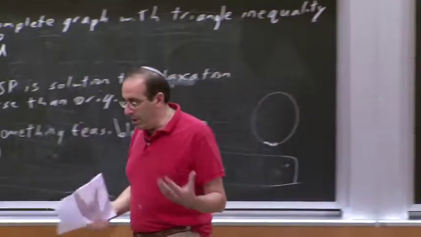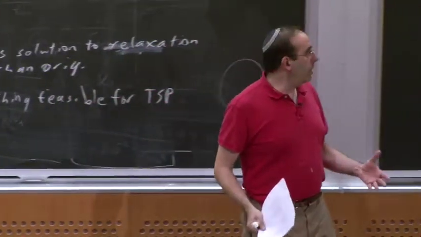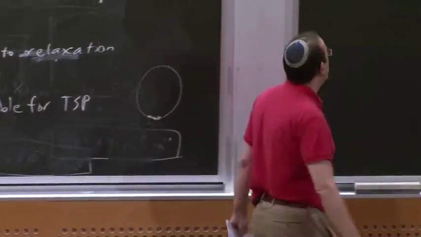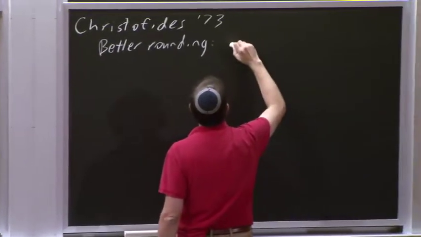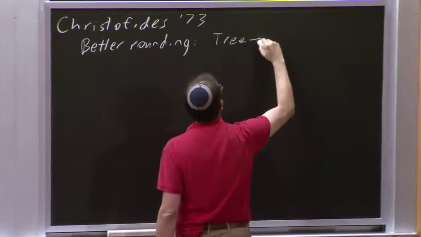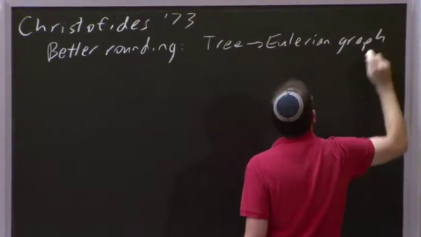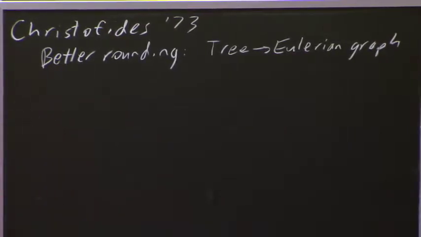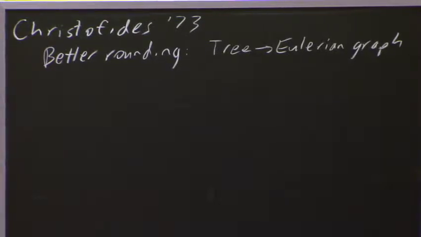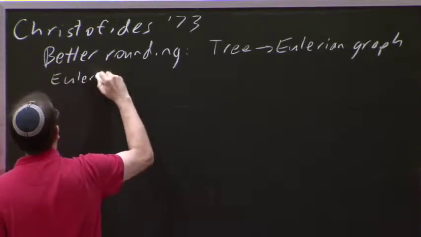And the sort of intermediate point that he thought about for rounding: we tried to go straight from a tree to a tour, right? One giant cycle. His idea was to go only part way, to go from the tree to a so-called Eulerian graph. So an Eulerian graph is a graph where every vertex has even degree. Okay? And one of the nice things about Eulerian graphs is that Eulerian graphs have Euler tours.